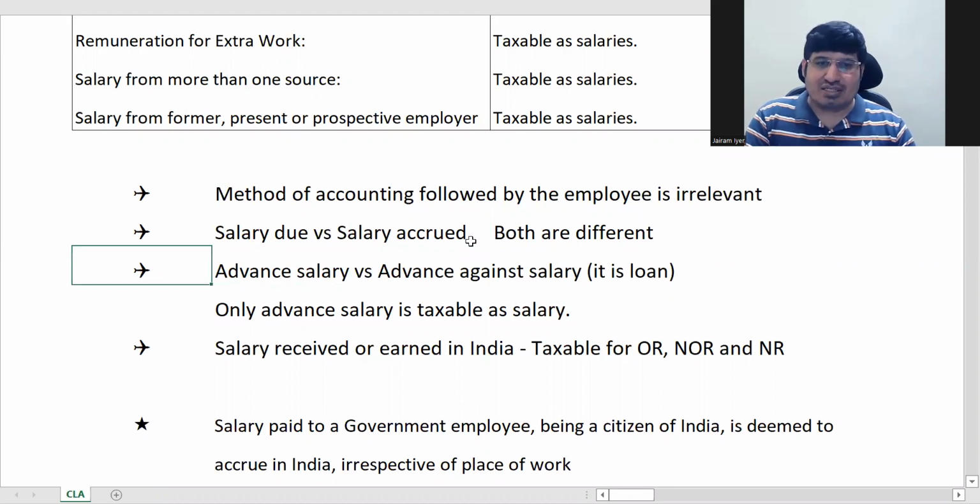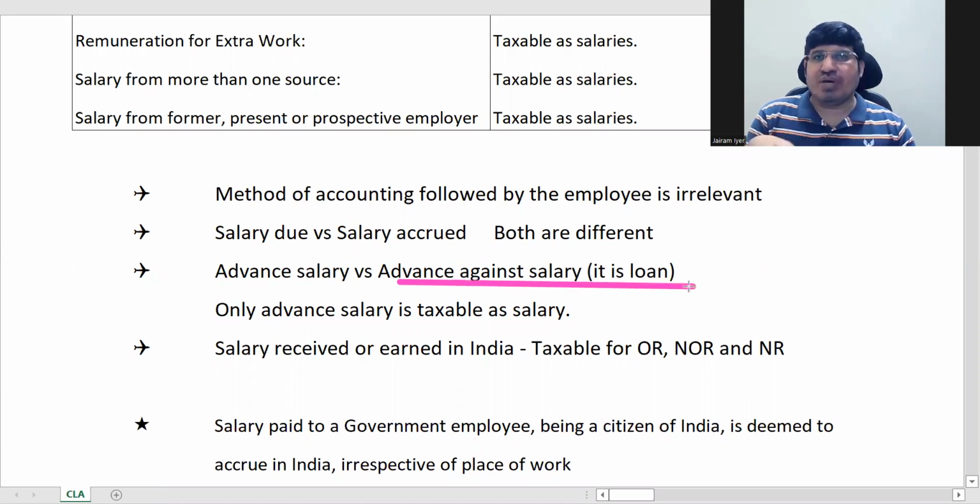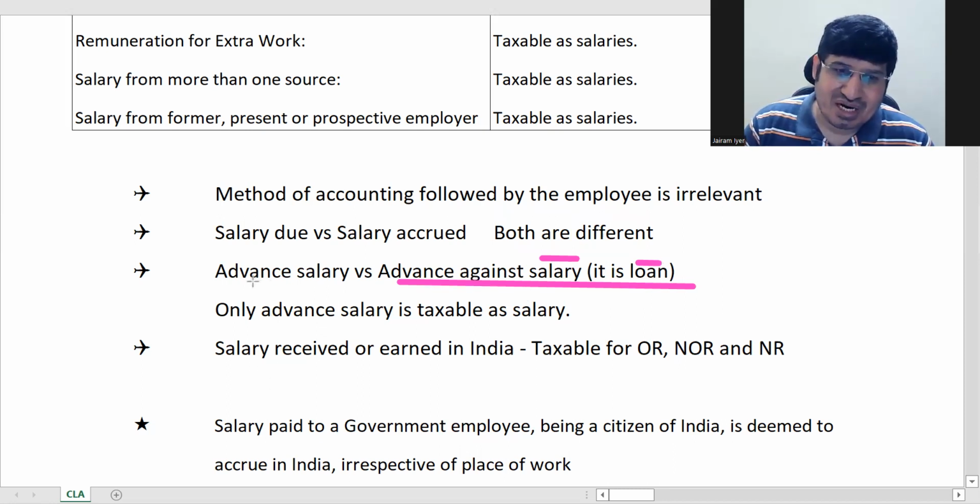Okay. Next is advance salary versus advance against salary. Advance against salary is a loan, which you have taken and which you will pay from your salary. The name salary is coming, but it is an advance against salary. Actually it is a loan. A loan will not be taxable as salary, right? So it is a loan. An advance salary is salary, say next month's salary that you have got this month. That will be taxable as salaries.